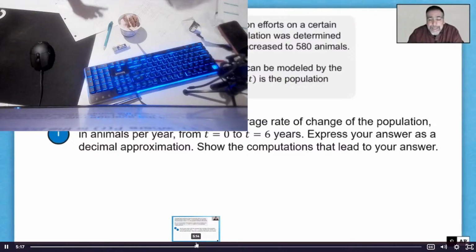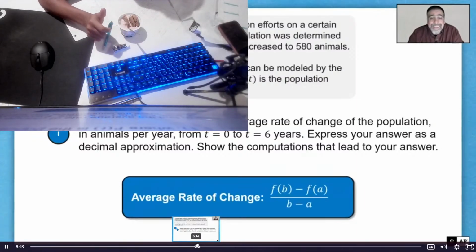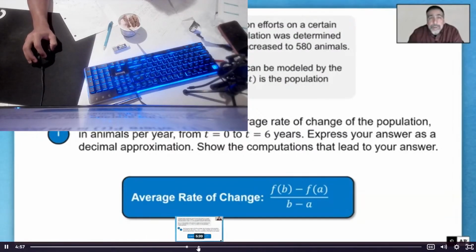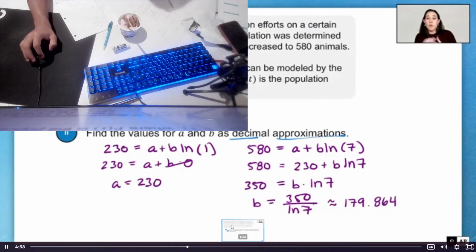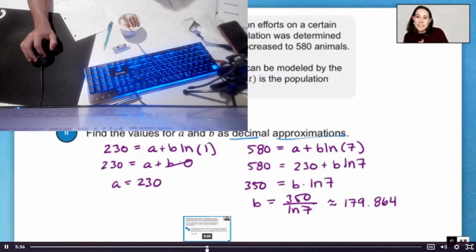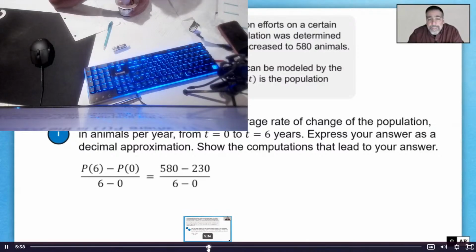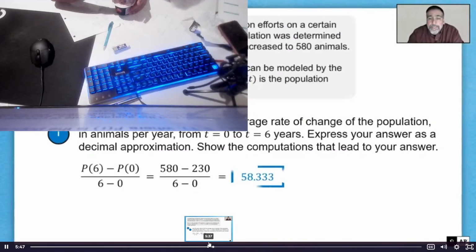So when I'm looking at this, I'm reminded of our earlier sessions when we were talking about the average rate of change. Keep in mind, the average rate of change is always the change in p over 6 minus 0. We know the values of p of 6 and p of 0. That's going to be 580 and 230. So when we set that ratio up, we've got 580 minus 230 over 6 minus 0, which then turns into a decimal answer of 58.333.